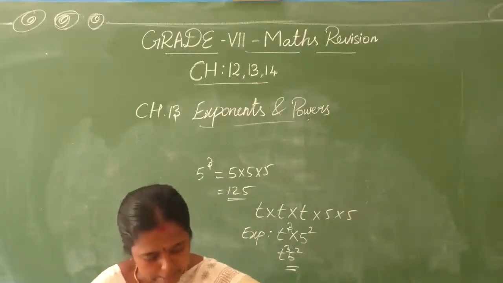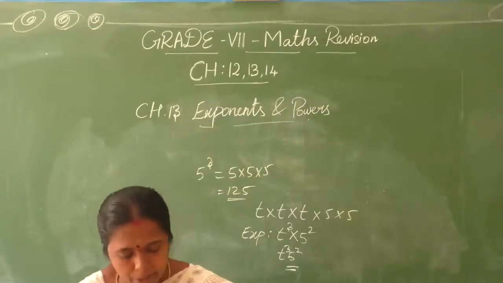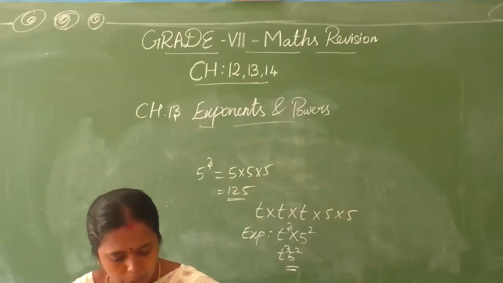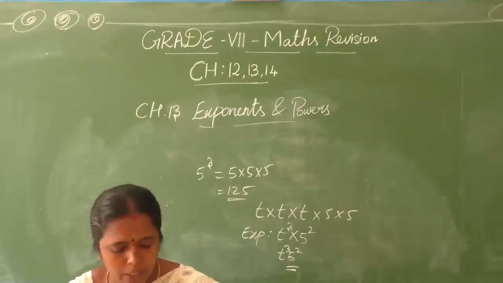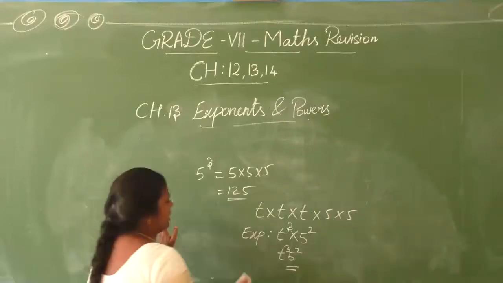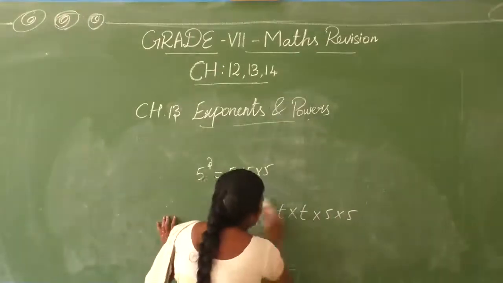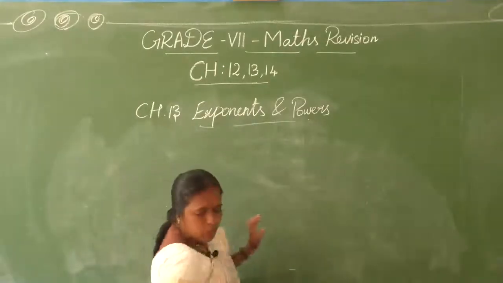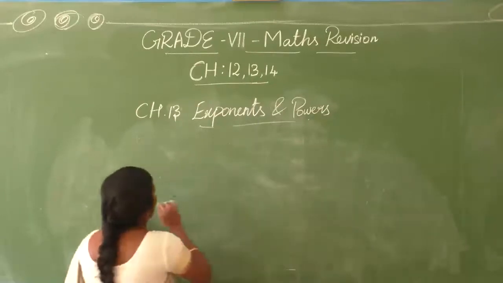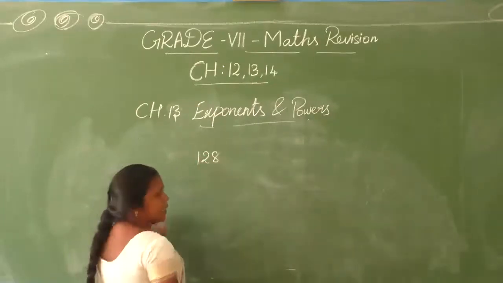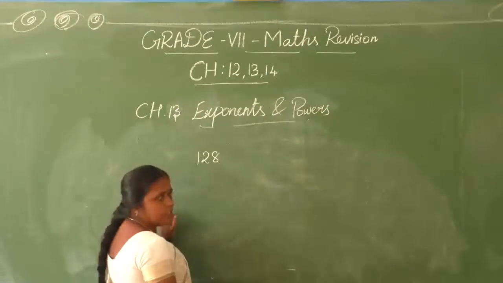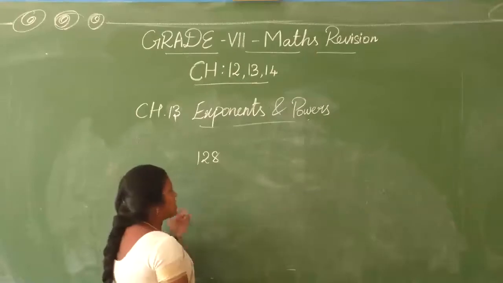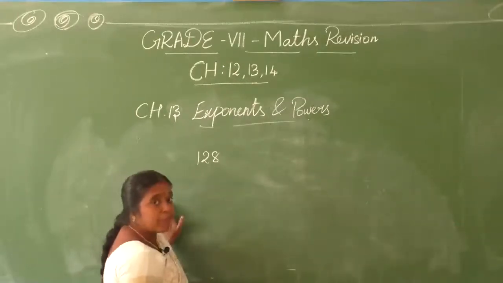Then the third section in exercise 13.1: express each of the following numbers using exponential notation. Some numbers are given at the 3-digit or 4-digit level. You have to write them in power notation. How to do it? See, 128. 128 is a 3-digit number. You know that it can be written in exponential form. In which way? First of all, we have to find its factors, no? Prime factors we have to find out.